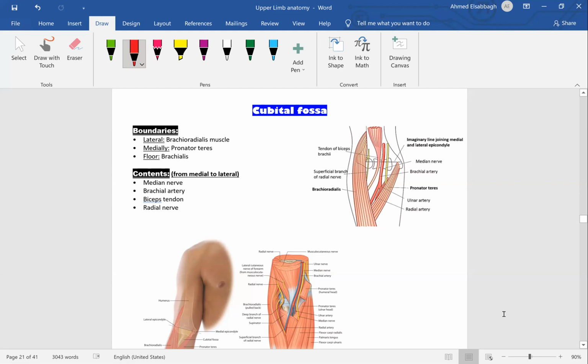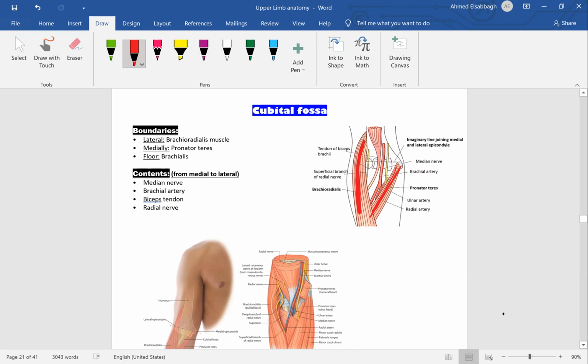So, what are the boundaries? Laterally, this muscle, which is called brachioradialis. Medially, this muscle, which is called pronator teres. The floor is formed by the muscle which is called brachialis. Just know what is lateral and what is medial. The contents are the most important point.